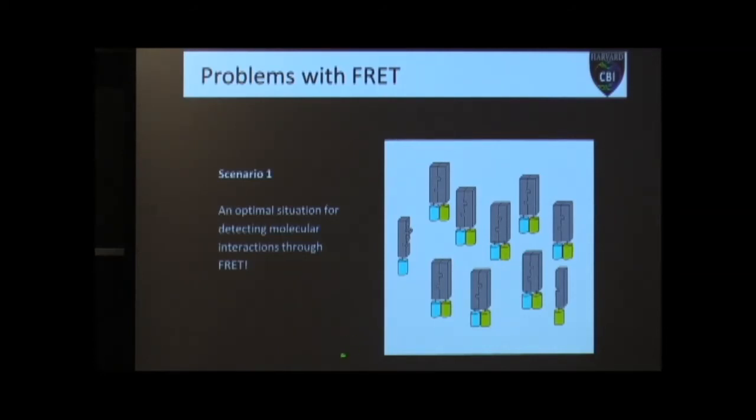So here's our optimal scenario. We have two proteins of interest. They're tagged with two fluorophores, so one with CFP, one with YFP. And these two proteins of interest come together, interact with one another, and we get FRET between these two molecules. So this is the perfect situation and what we're aiming for. Unfortunately, perfect doesn't always happen.